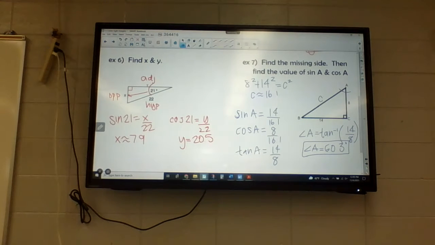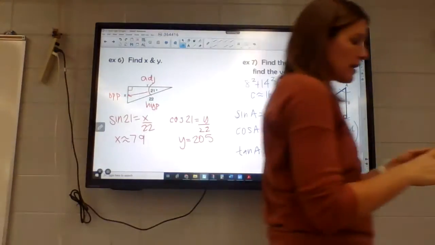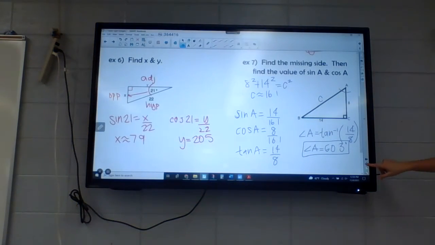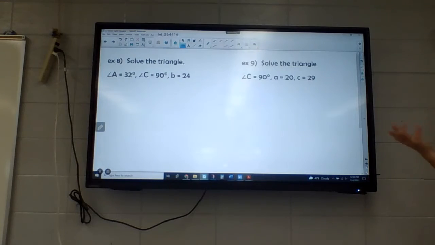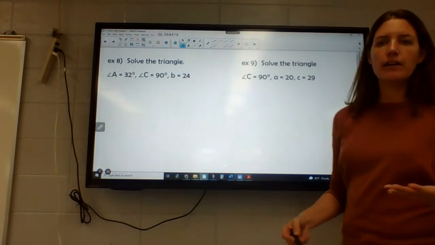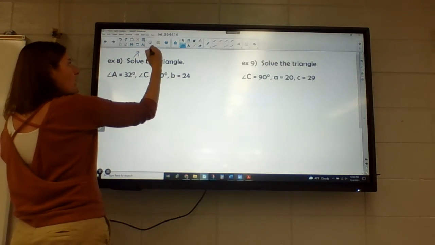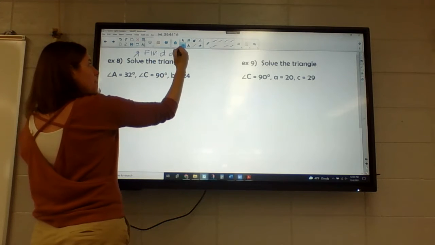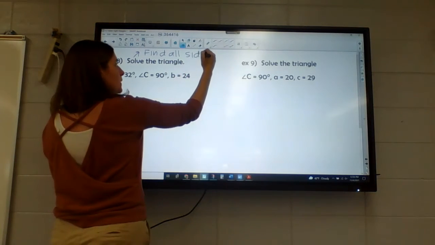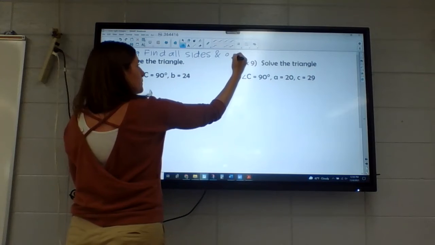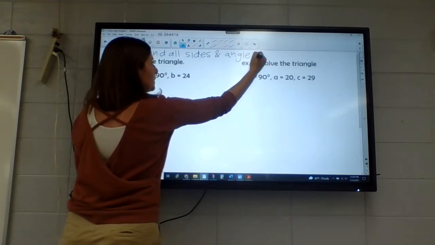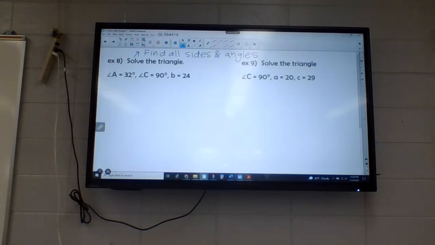It leaves things up a little bit for grabs, but it's still not bad. In this case they want us to solve the triangle. Solving the triangle means I find all the sides and angles. So when you see the word solve, it means find all sides and angles. Now they tell us these are right triangles, because they give us the fact that angle C is 90 degrees in each of these cases. That is helpful.